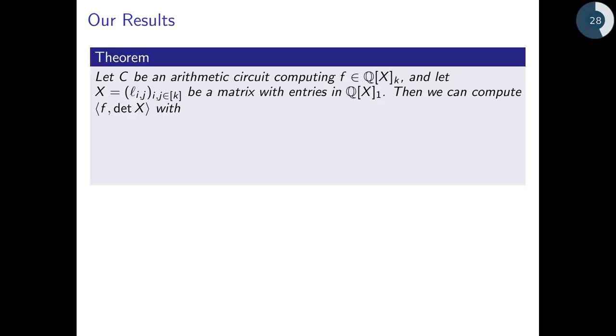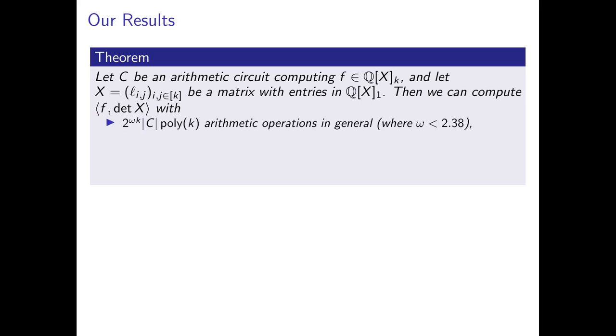So now I'm going to state our main results and show how they can be used in a cycle detection problem. We have some matrix X of linear forms, and we have an arithmetic circuit C computing a polynomial f, and we'd like to compute the inner product between f and the determinant of X. We show that under no assumptions on the matrix X or the polynomial f, we can compute this inner product with 2 to the omega k times the size of C, times poly k, many arithmetic operations, where omega denotes the exponent of matrix multiplication.